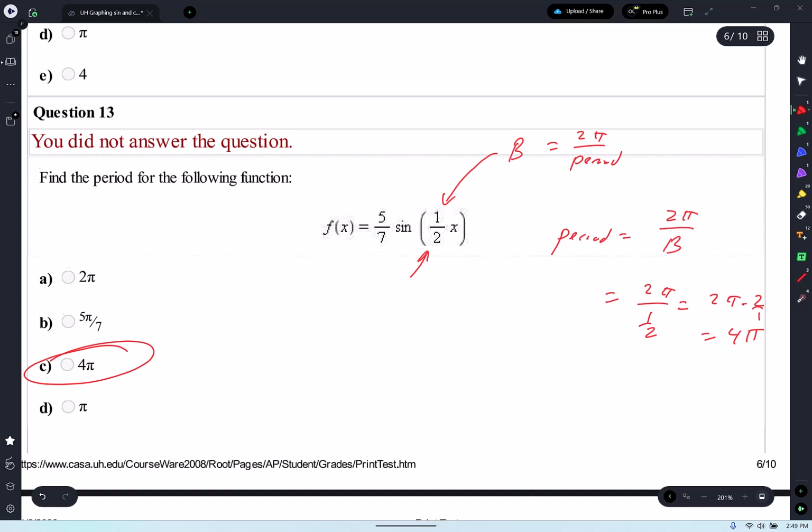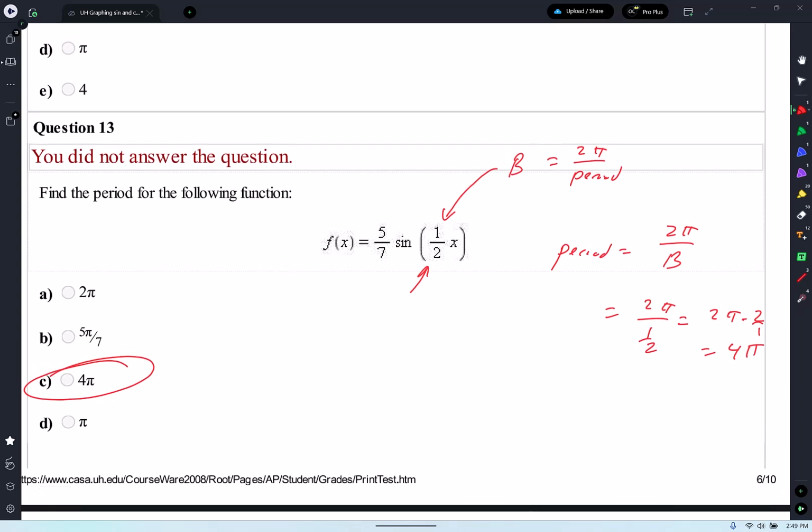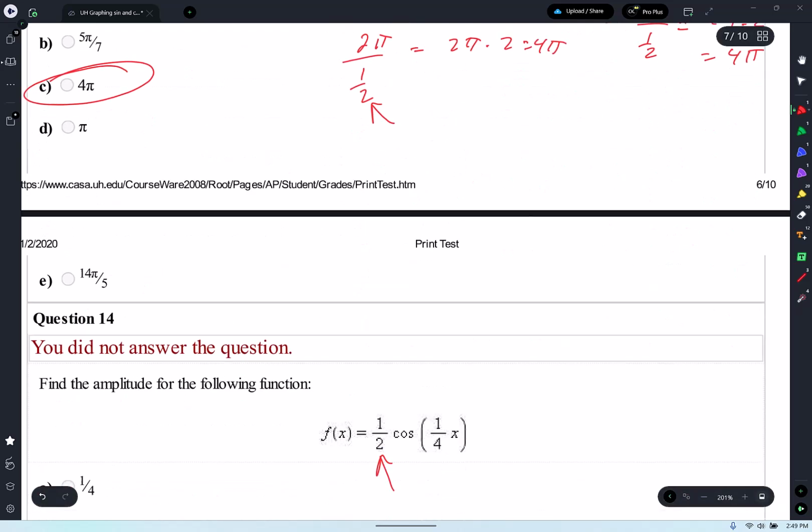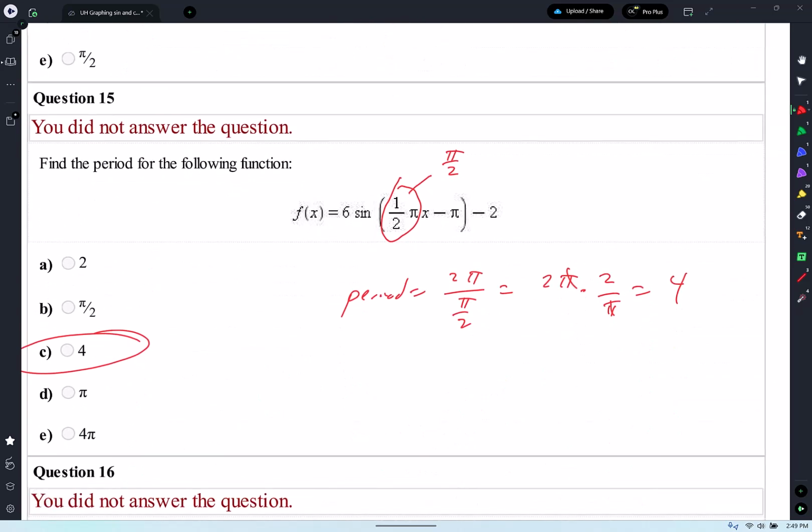The other one had a half, so 2 pi divided by half. This one doesn't have a pi inside of it, so 2 pi times 2, that was 4 pi. But this one has a pi in it, so this one is 2 pi divided by pi over 2. Keep change flip, the pi's cancel out, and I just got 4.